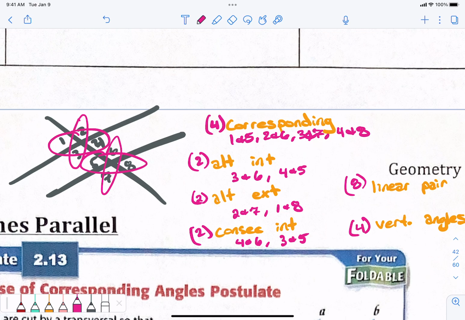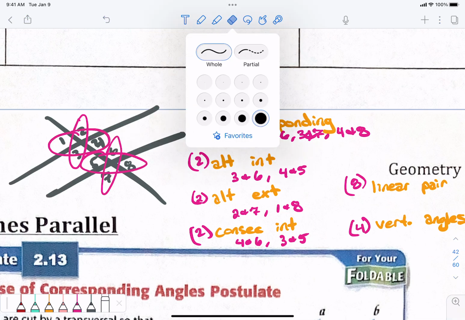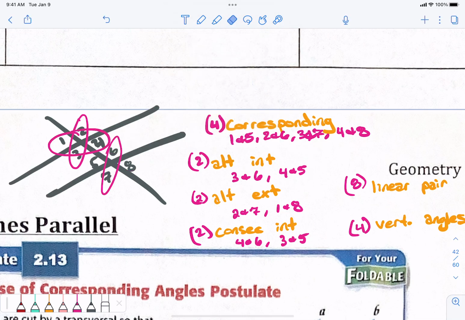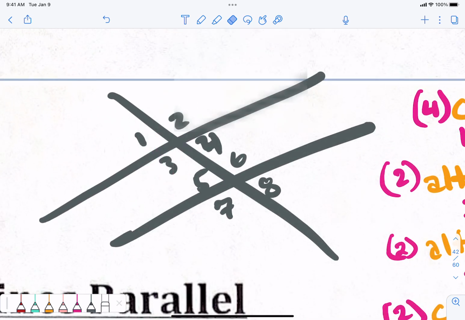All right, here's the deal. Are you ready for how this is different today than what we've done before? This is very similar to what we've done before. But here's the deal. Before, they would give to us that these 2 lines were parallel. And then they'd say, like, angle 2 is 120 degrees and find angle 7. Well, angle 7 is also 120 degrees, right? Because they're alternate exterior angles.